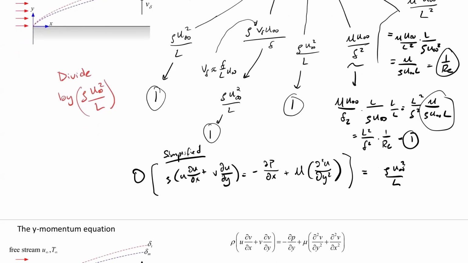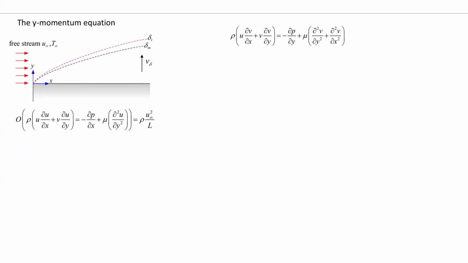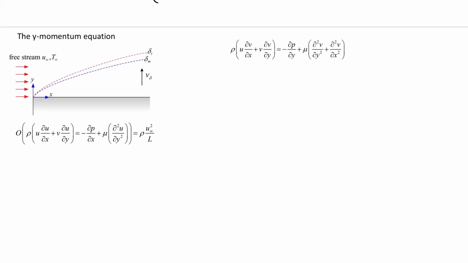So let's move on then to the y momentum. Okay, so we can go through and do the same thing. We'll do it a little more quickly for this one because you kind of know how it goes now. Here I've just copied the x momentum equation for reference. Okay, so the y momentum, let's take the first term here. So the first term here is going to be what?